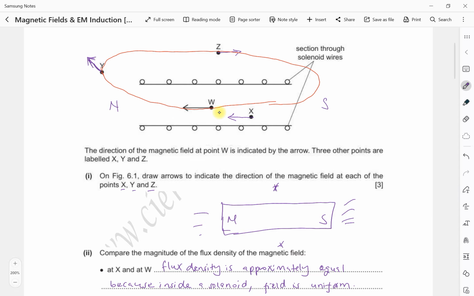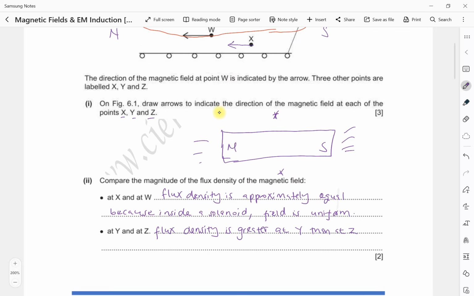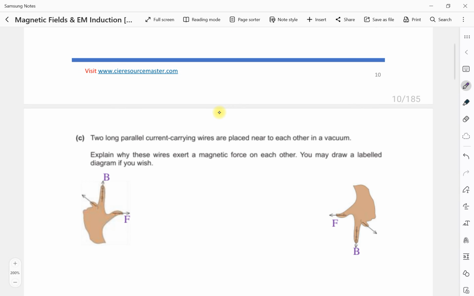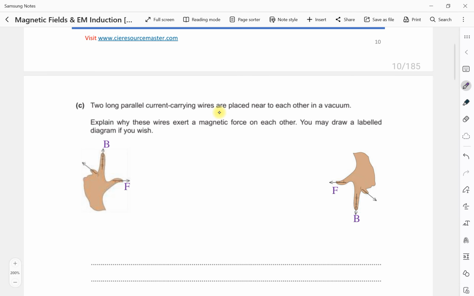Since y is closer to the ends than z, then the flux density at point y is greater than that at point z. Okay. Then two parallel current carrying wires are placed near to each other in a vacuum. Explain why these wires exert a magnetic force on each other.